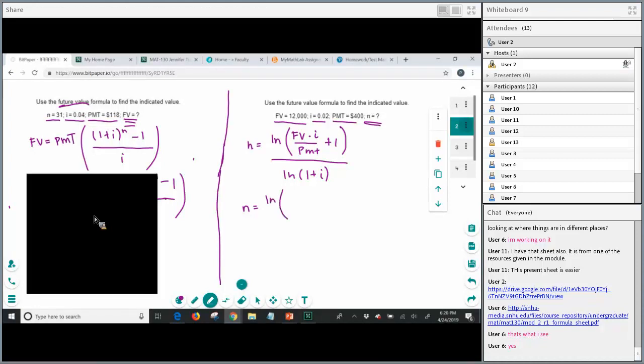Okay, so we had the natural log of the future value, which was 12,000, right? That was given, times the i, which was 0.02, divided by the payment, which is 400, plus 1, all over the natural log of 1 plus 0.02. Okay, everybody got that down?